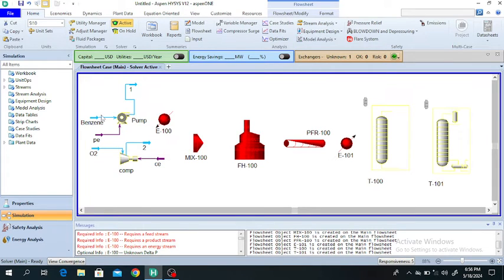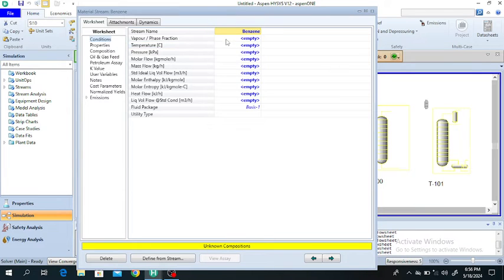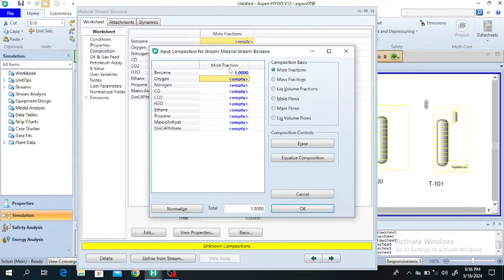Okay. This is the pure benzene. The pump will increase its pressure. Let's double click on the benzene stream. The pure benzene is at 30 degrees centigrade and 1 atmospheric pressure. Sometimes its pressure is very high, so I am assuming 1 atm, and the molar flow rate of benzene is 50 kilomole per hour. The composition shows unknown, so it is pure benzene. Mole fraction of benzene will be 1.